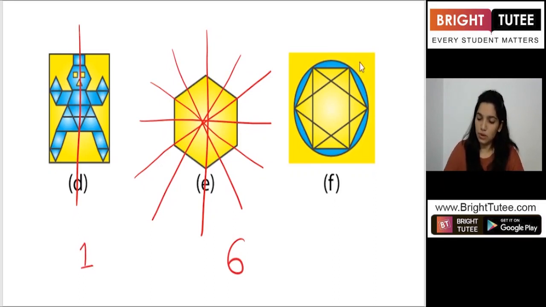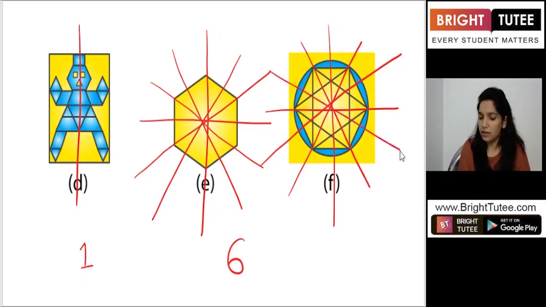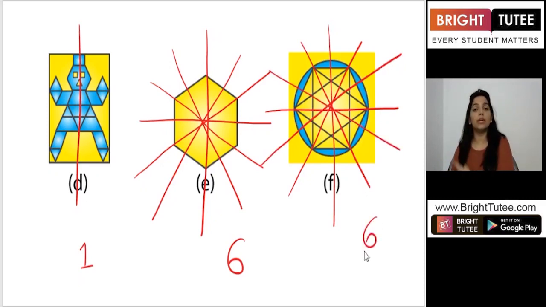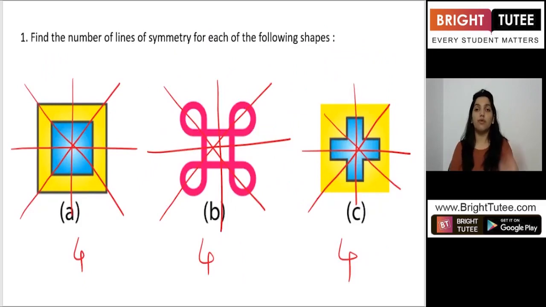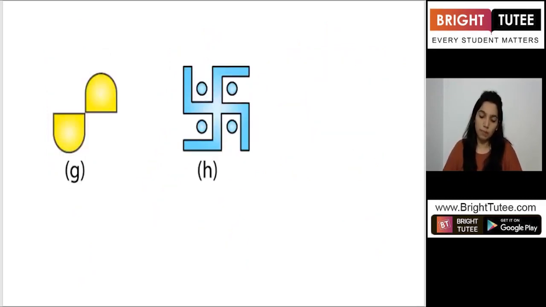Here, this is 1. Now talking about this F part, it is 1, 2, 3, 4, 5 and 6 again. So here we can see that in these 3 images, 4 lines of symmetry are possible in all these images. In the D part, we have got just 1 line of symmetry, and in E and F parts, we have got 6 each. Moving to this one, G part, we cannot draw any line of symmetry here.